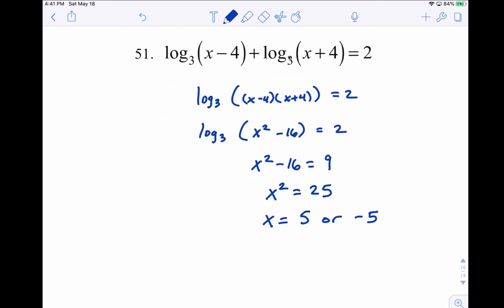Now remember, because it's a log equation, you want to make sure that what you're taking the log of is positive. So if I do negative 5 minus 4, that's not going to work, right? So I'm going to get rid of that one, and it's just 5.